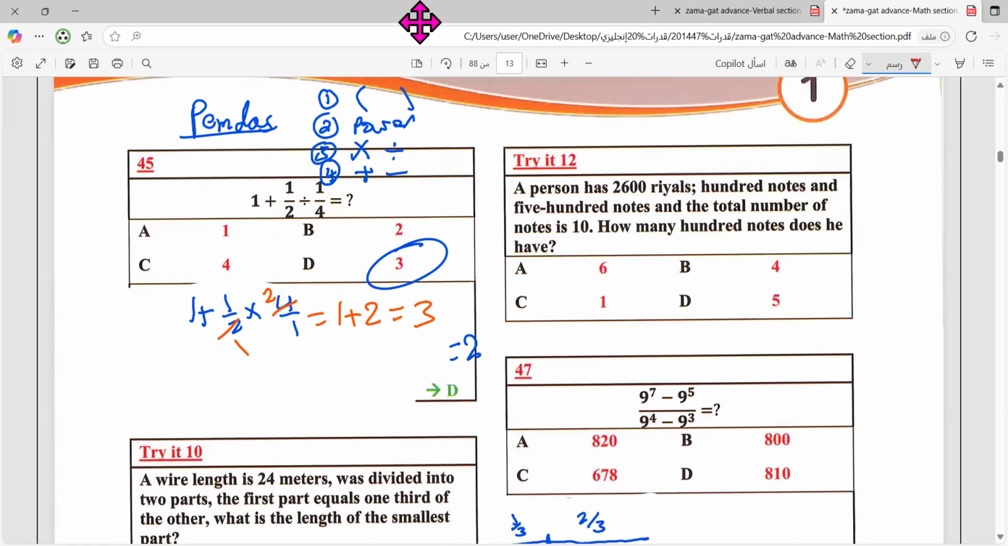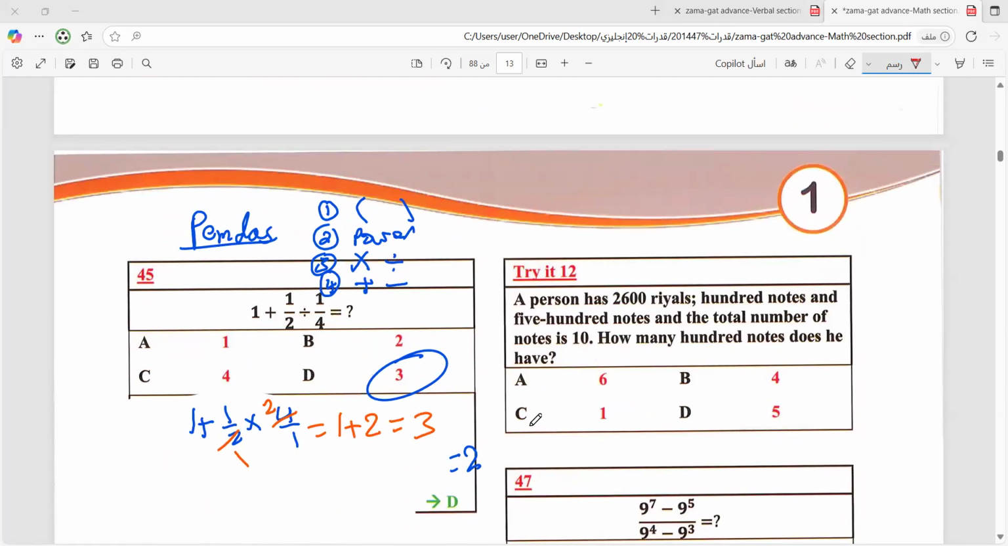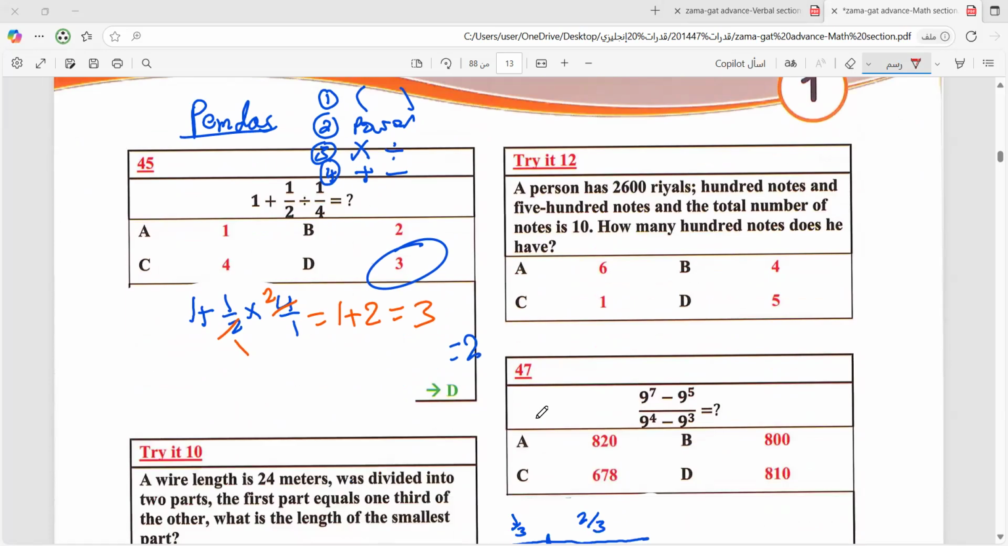Now with Yasmin. Try 12. A person has 2,600 riyals in 100 notes and 500 notes, and the total number of notes is 10. How many 100 notes does he have?